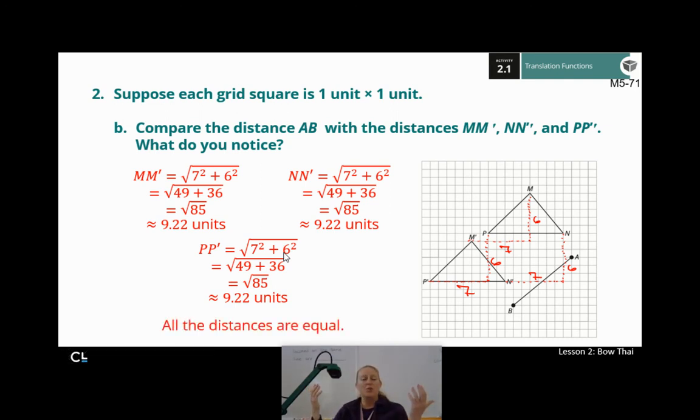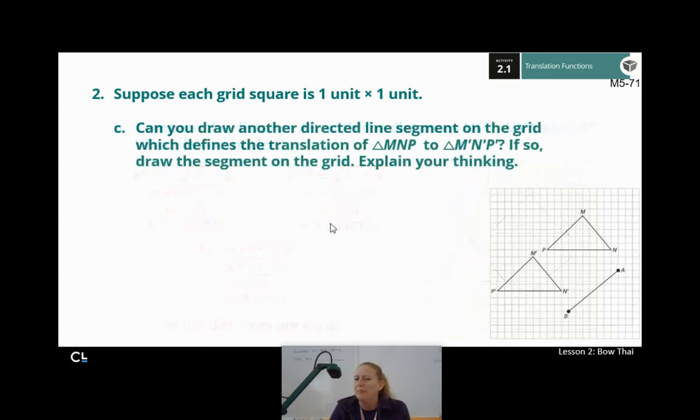All the distances are equal, as they should be. If I'm translating this, if I'm moving everybody the same distance, all those distances should be equal. I'm moving them all the same distance. They should be the same.